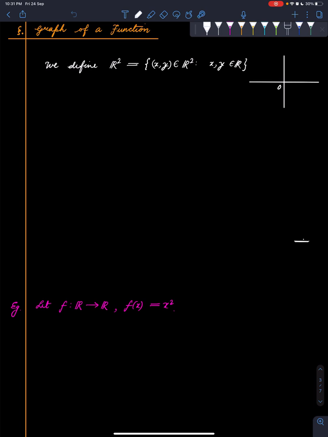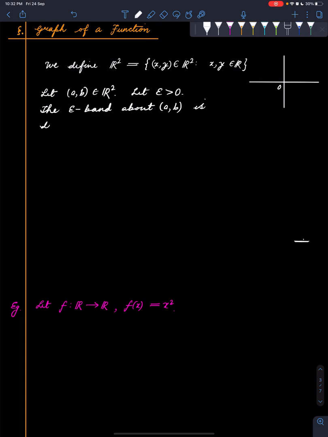Okay, and now let me define one more concept. So let a comma b be a point in R2. Then, let epsilon be greater than 0. So with those two things, the epsilon band about a comma b is defined as something which I will explain via picture, but let me first write it down. So it is defined as the set of all those points in R2 such that x is just some arbitrary real number, but y satisfies this bound.